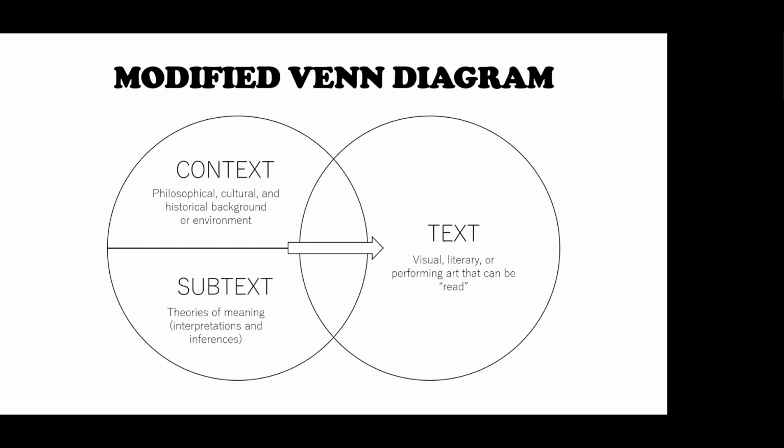Inference is drawing conclusions of something based on the evidence at hand. Interpretations are inferences from particular points of view. So you can take an inference from the perspective of the audience or the viewer. You can also take an inference from the perspective of the artist. So we look at text, we look at text meaning for subtext and context.